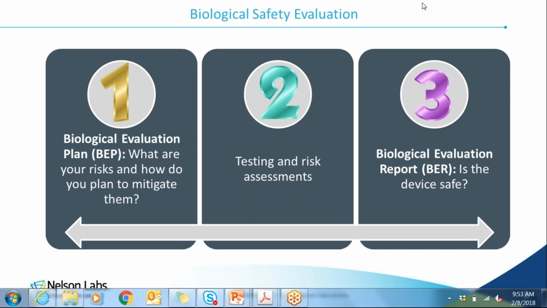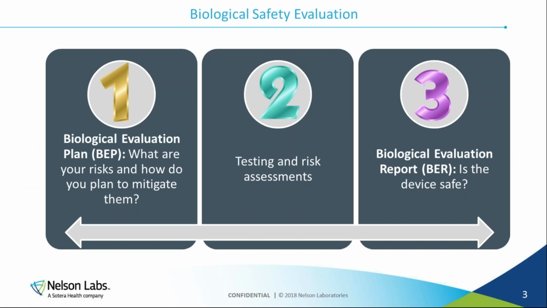A biological safety evaluation really takes part in 3 phases. So even though we're going to focus on 18562 testing, I want to talk about the big picture and how we're going to put everything together, and a good approach to make sure that a submission to a government agency can be successful. So we start with a biological evaluation plan.